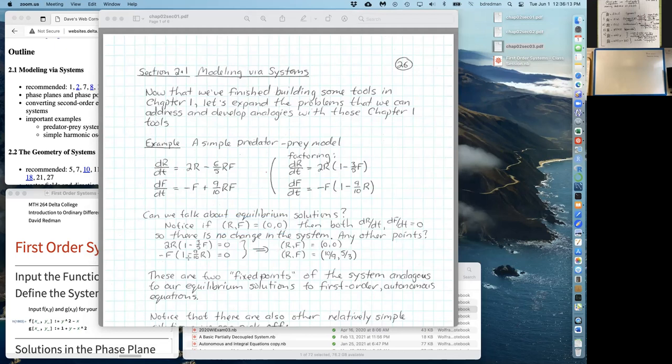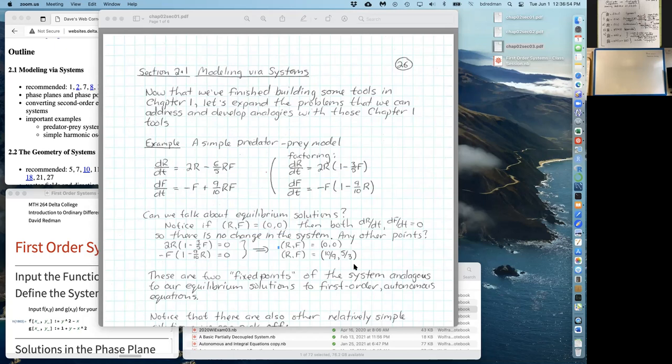But we're interested to see if it's only the equilibrium solution. Are there any other points? And let's look at these two equations. Could these two equations be simultaneously zero? Well, you could have R and F both be zero, but you could have these other factors wipe out both equations too. Do you see these other factors the way they're presented? If F is 5/3, then the second factor in the first equation is zero. If R is 10/9, then the second factor in the second equation is zero. And that means if there are 5/3 foxes and 10/9 rabbits, that's an equilibrium point.